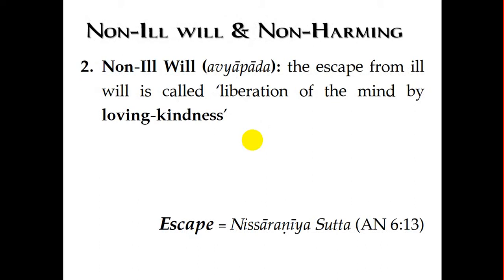So in one of the suttas, the Buddha said that non-ill will, the escape from ill will, is called liberation of the mind by loving kindness, right? Liberation of the mind, loving kindness. So if you have loving kindness, there is no place for ill will. So your mind is liberated from ill will, right? We have to practice loving kindness.